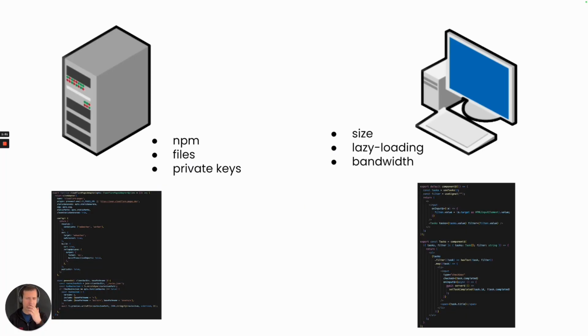What do you mean by that? Well, the kind of code that the server has to execute is actually different than the kind of code the client executes. On a server, first of all, we have things like NPMs. We can have file system access. We have private keys, which we don't want to share with a user. And on the client side, we really care about size, lazy loading, and of course, the amount of bandwidth we consume. And so there are different constraints in how we package up code and how we write code.